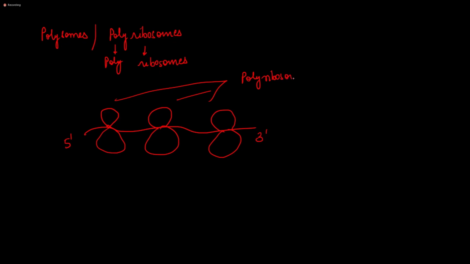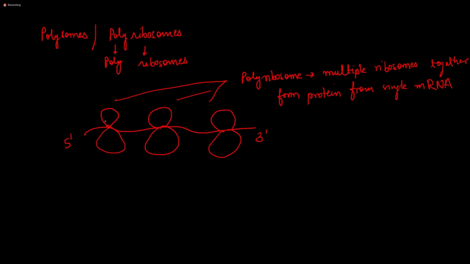polyribosome. So what is a polyribosome? It is multiple ribosomes together forming protein from a single mRNA. Okay, single mRNA. There are multiple ribosomes attached, and from each ribosome a polyprotein is formed. So this complete structure is known as a polyribosome. Here we saw what a polyribosome is and why it is called that: poly means multiple ribosomes attached to a single mRNA that together form multiple polyproteins.